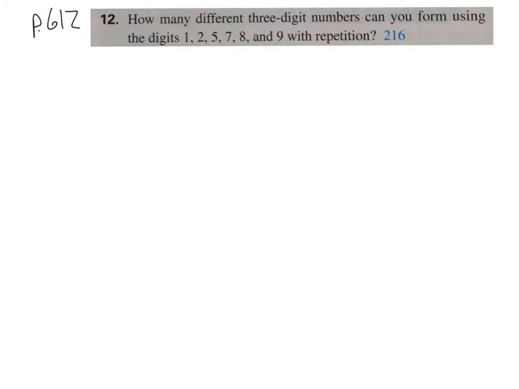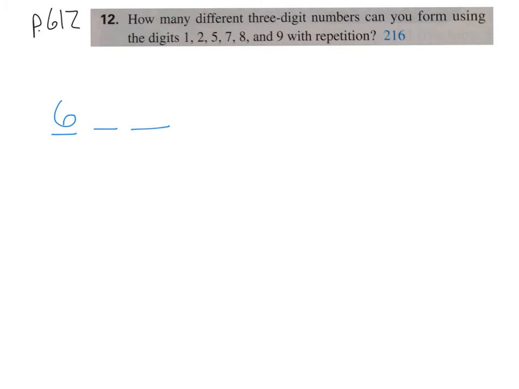Alright, same idea in number 12. We're going to skip the tree and just go straight to slots. It says, how many different 3-digit numbers can you form using the digits 1, 2, 5, 7, 8, and 9 with repetition? So let's just start with 3 slots. We're picking a 3-digit number, 1, 2, 3. There are still 6 numbers to choose from, so this is with repetition. So for the very first slot, we can choose any of the 6 numbers.